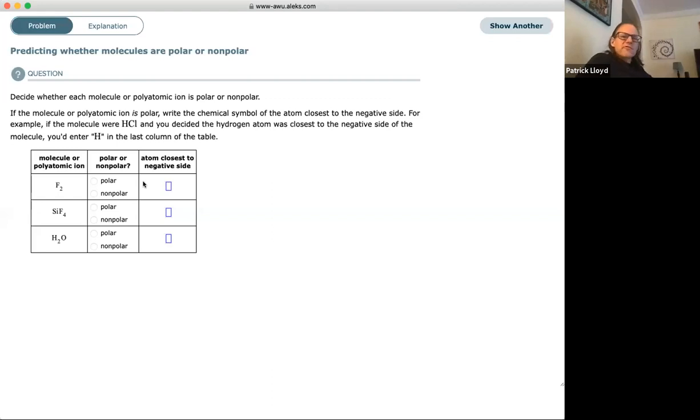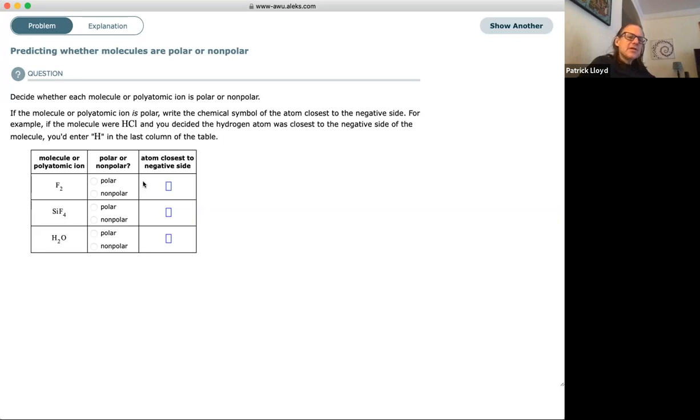An example of polar or nonpolar. Decide whether each molecule or polyatomic ion is polar or nonpolar. If the molecule or polyatomic ion is polar, write the chemical symbol of the atom closest to the negative charge. So which atom is negative? For example, if the molecule were HCl and you decided that the hydrogen atom was closest to the negative side of the molecule, you draw H in the last column. That's if you did that.